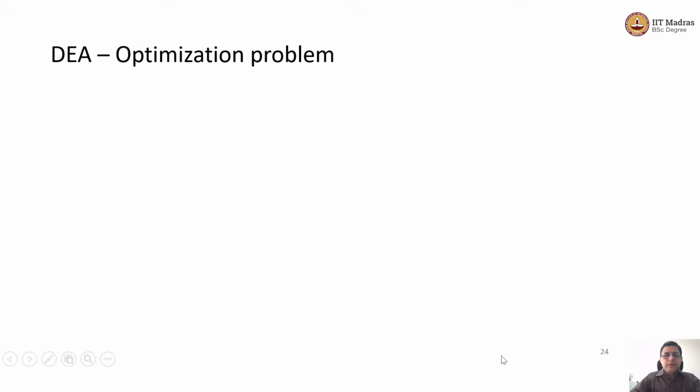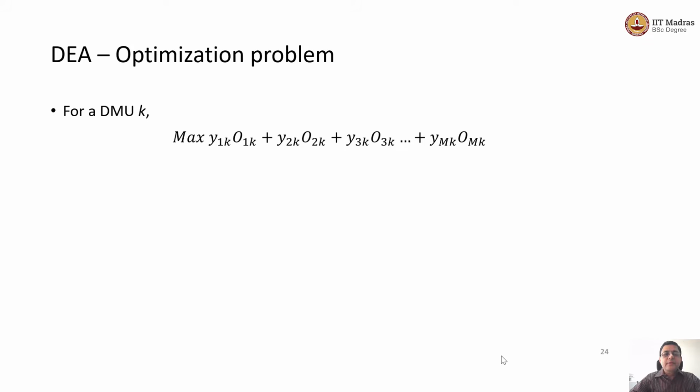So just to recall, what was our optimization problem for a DMU K? What was our objective function? The objective function was maximization of the numerator, and the numerator is where the weighted output is. So the objective function for this linear programming problem would be maximization of the weighted output. So O1K, O2K, O3K, O4K and so on are the values of the outputs of DMU K, and Y1K, Y2K, Y3K, Y4K and so on are the weights attached by this DMU to each of the outputs. So that was our objective function.